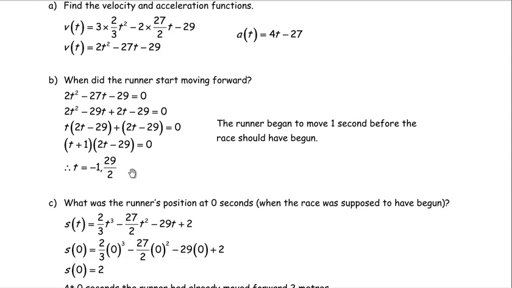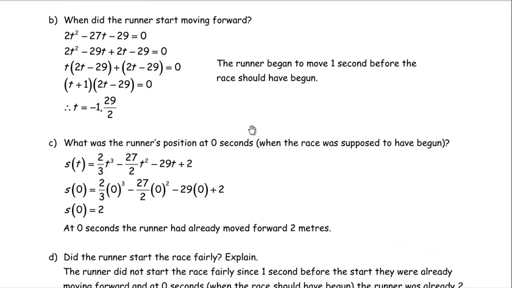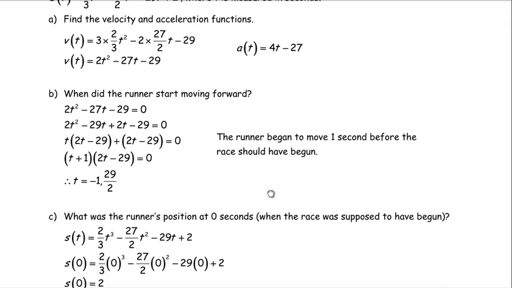So this is kind of leading into questions about, did they false start or not? That certainly indicates that they did. C also asks, what's the runner's position at 0 seconds? So when the race was supposed to have begun.